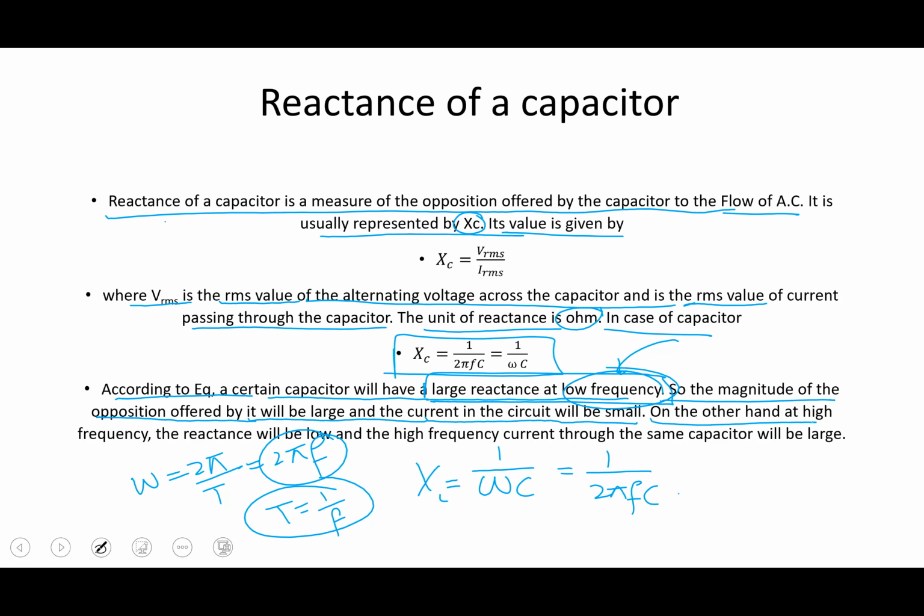On the other hand, at high frequency the reactance will be low, and the current through the same capacitor will be very large, because it will charge and discharge within a very short period of time. So basically, it will not apply any reactance at all. It will be very small in that case.